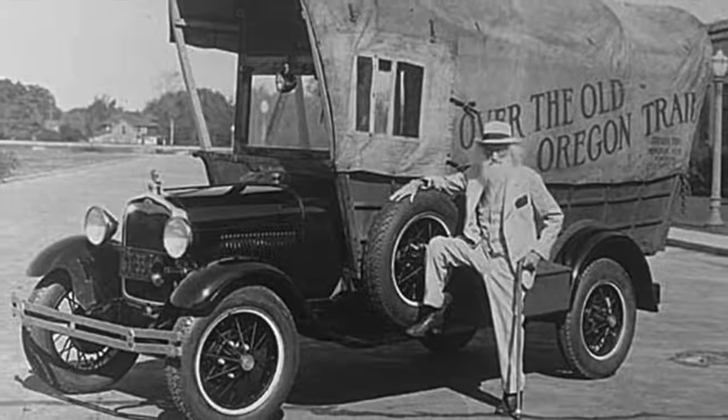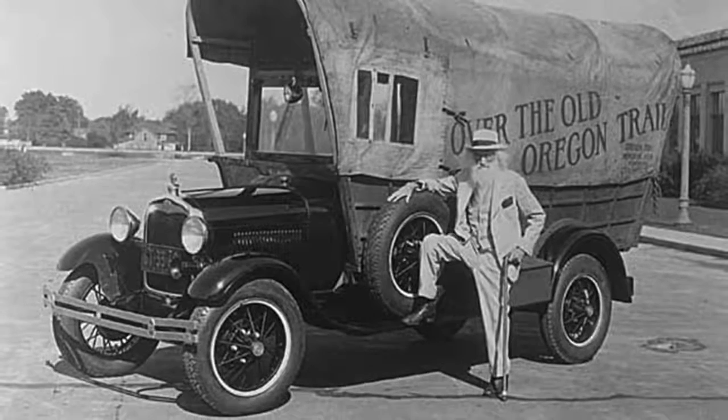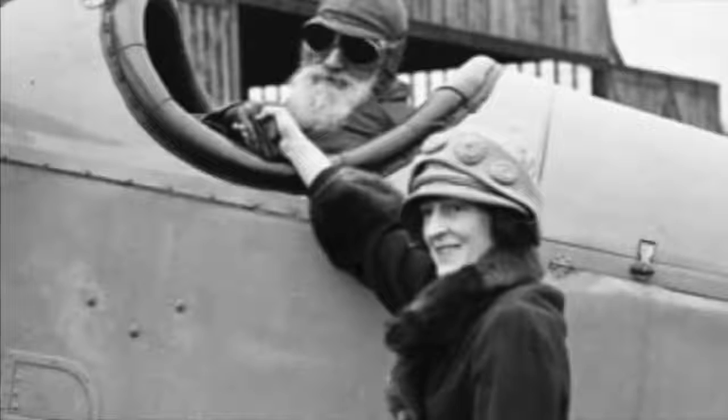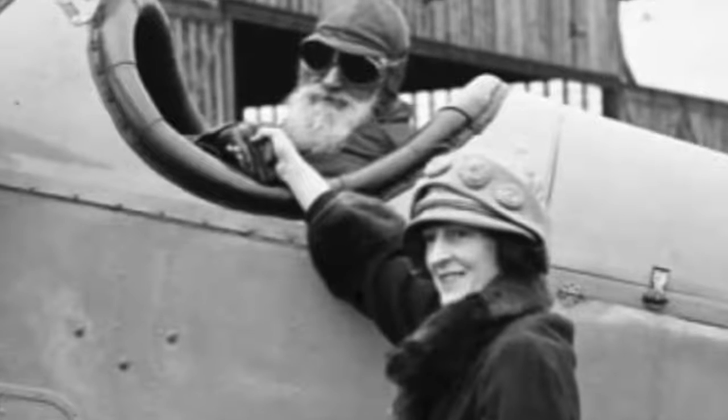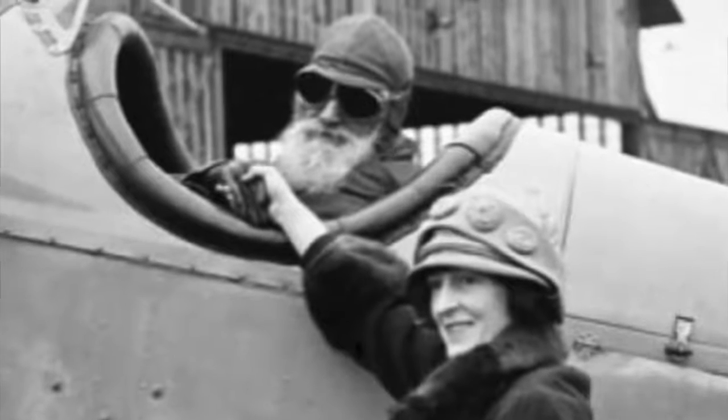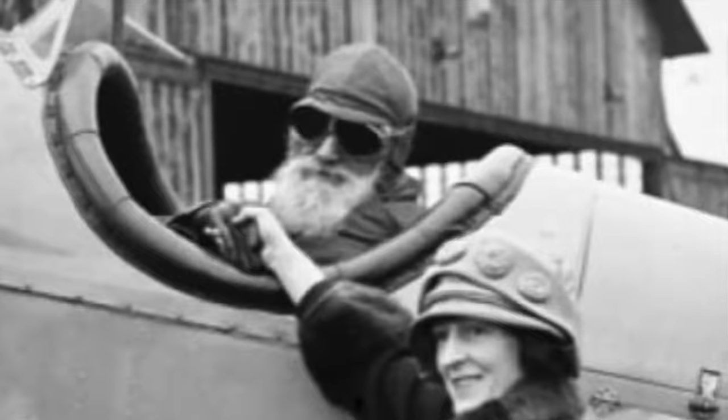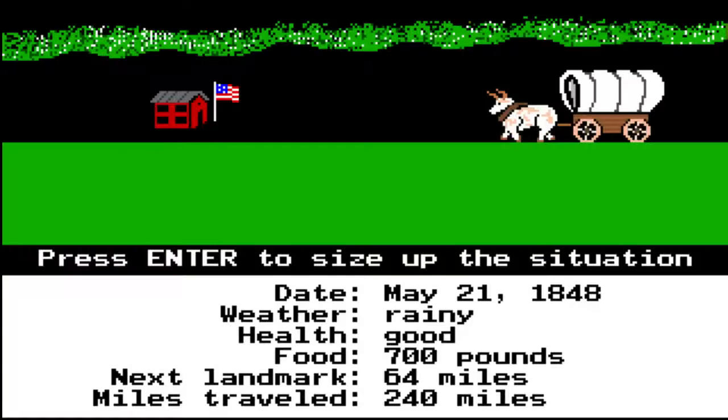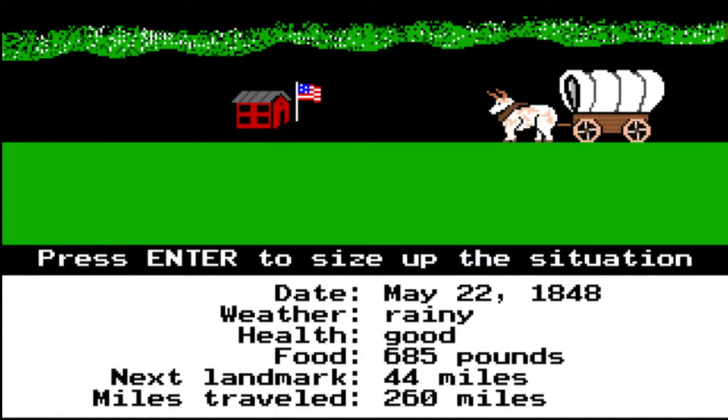In 1924, an Oregon Trail conservationist named Ezra Meeker flew over the trail in a biplane at age 94. So, technically, flying the Oregon Trail was an option. But in the end, most people made the journey west by land.